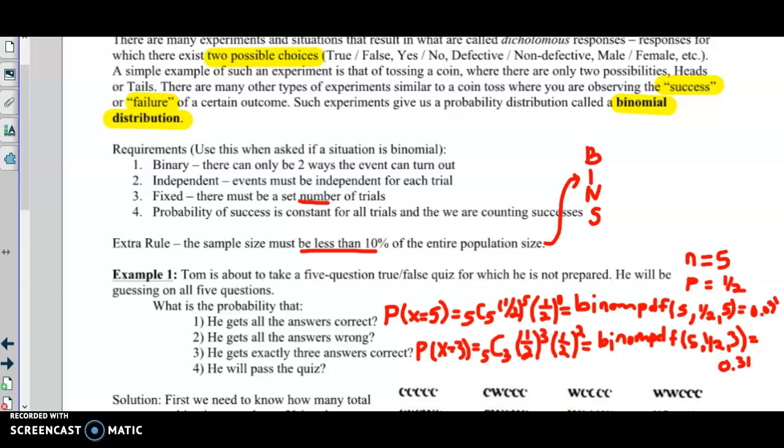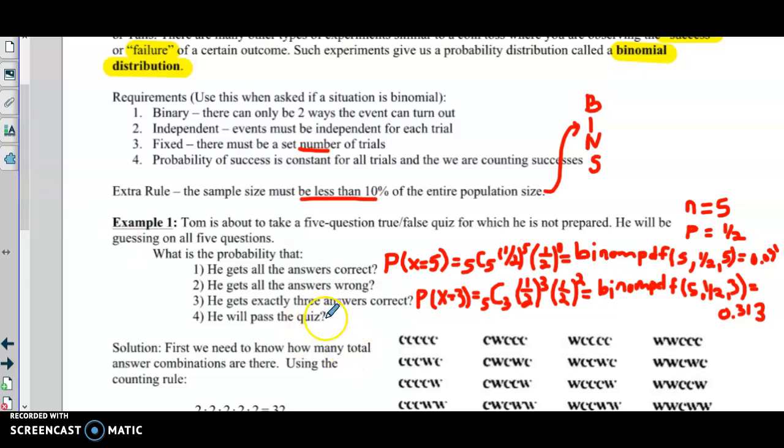So I think that'll be 313. And let me do one more here, and then I'll skip to just another example in this packet. He'll pass the quiz. So to pass here, he needs a 60 or better. So a 60% on a 5-question quiz is 3 or more. He needs to get 3 or more correct to pass.